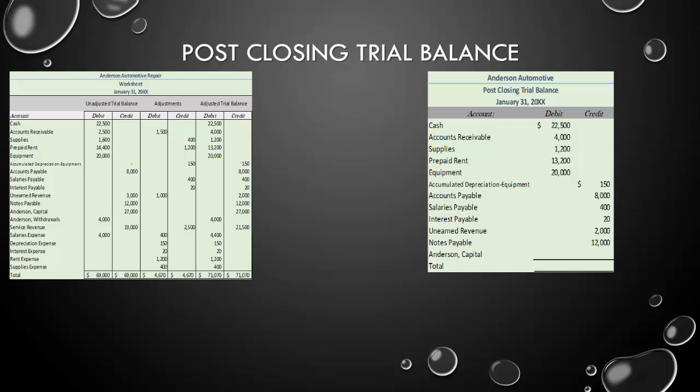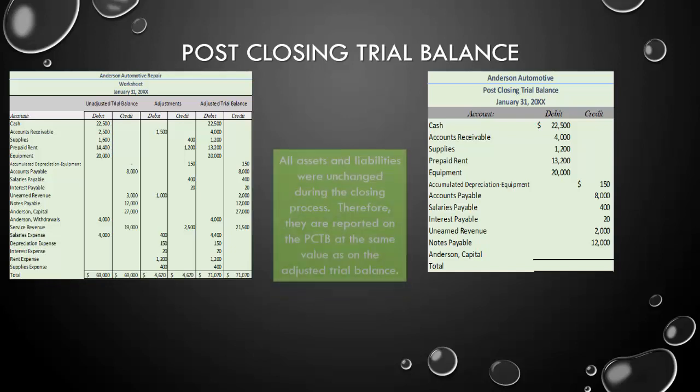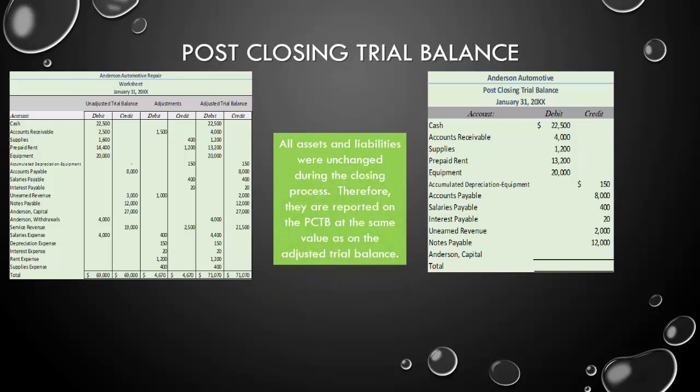Which means when we prepare our post-closing trial balance, the only thing that we're going to have is our asset accounts, our liability accounts, and our capital or equity account. The assets and liabilities were untouched during the closing process. We did not touch a single asset or liability account in our 4 closing entries, which means the balance of those accounts has to be exactly the same as it was on our adjusted trial balance. So we can simply take all of those numbers straight off our adjusted trial balance and bring them over to our post-closing trial balance. As I've done here, I have all the assets and liabilities filled in.